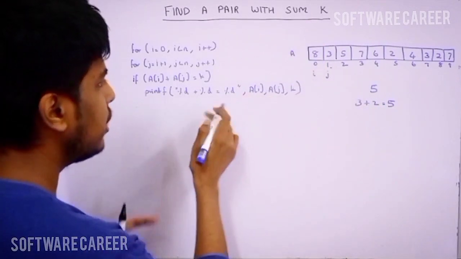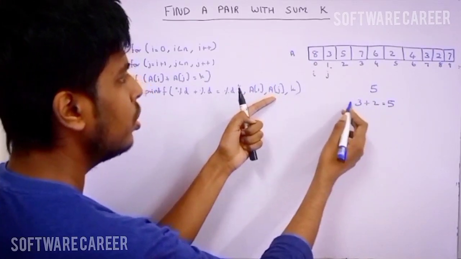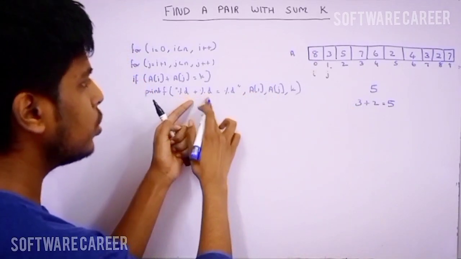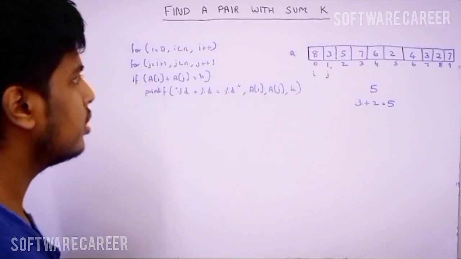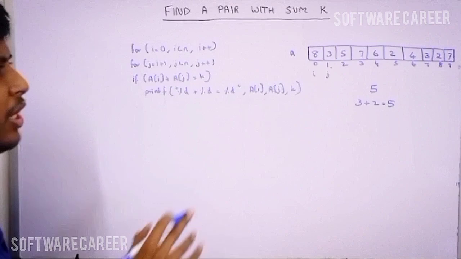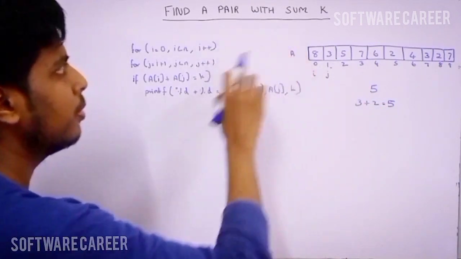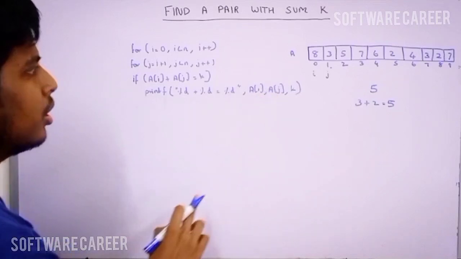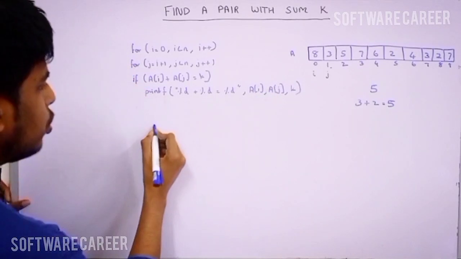So it prints here a of i is 3, then a of j is 2. So it prints 3 plus 2 equals 5, k is 5. So it prints this. This is the code for finding, by one method, a pair which gives sum k. Now let's see the time complexity. Time complexity for this code is O of n square.